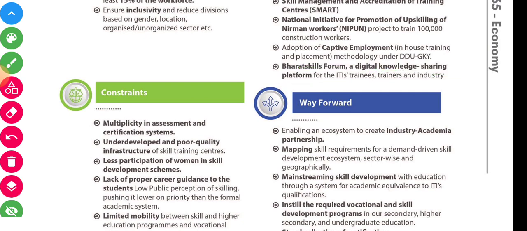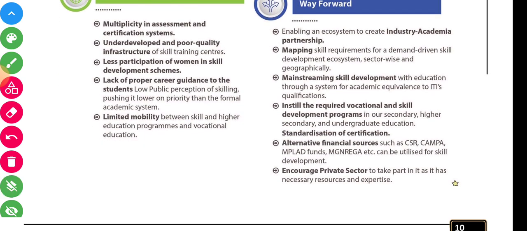What are the constraints regarding skill development? Multiplicity in assessment and certification systems, underdeveloped and poor quality infrastructure of skill training centers, less participation of women in skill development schemes, lack of proper career guidance to students, low public perception of skilling, pushing it lower on priority than the formal academic system, and last is limited mobility between skill and higher education programs and vocational education.